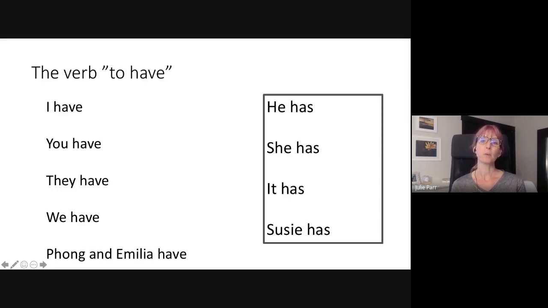We use the verb to have to say yes. I have apples. You have oranges. They have broccoli and meat. We have food. Fong and Amelia have snacks. He has an apple. She has pears. It has a bag. Susie has chicken.